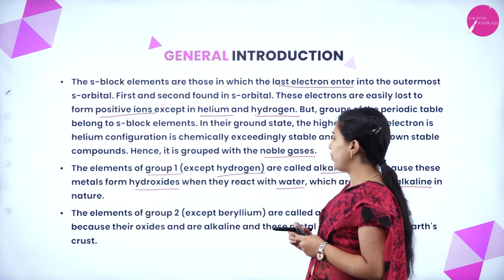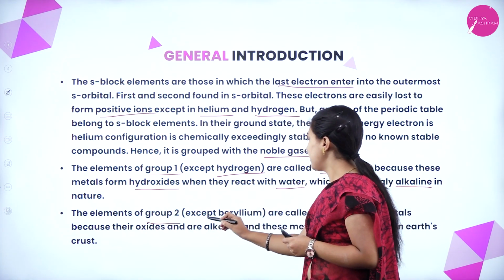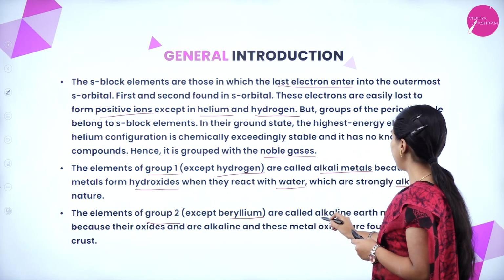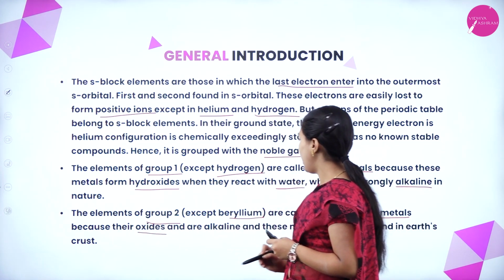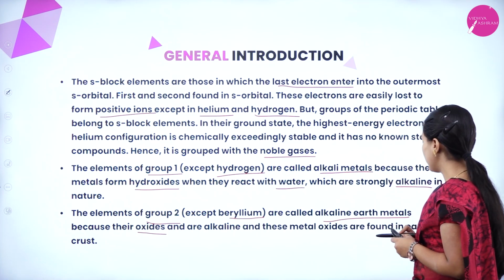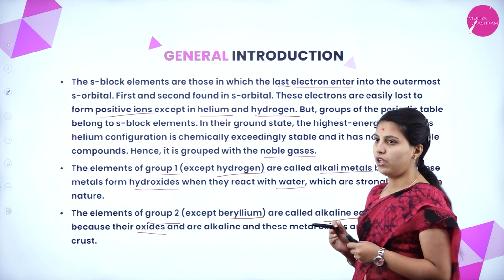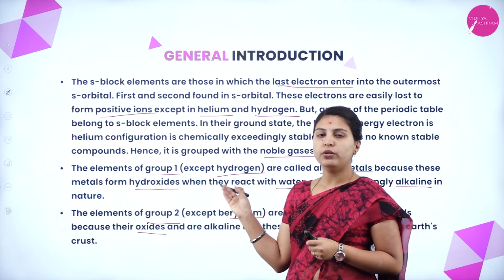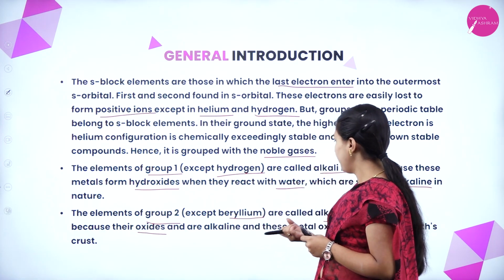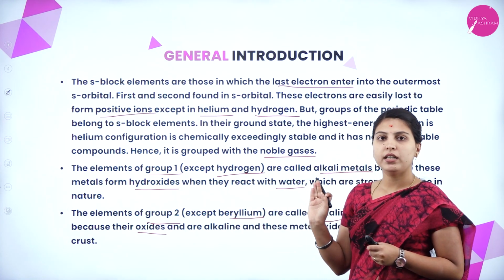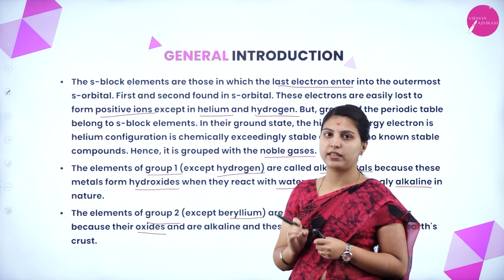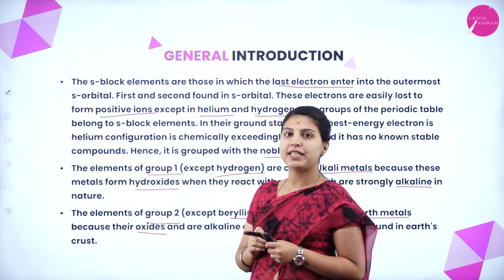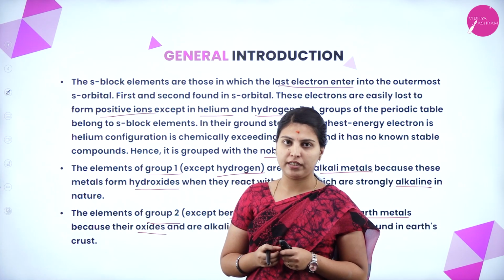The elements of group 2 except beryllium are called alkaline earth metals because their oxides are alkaline and these metal oxides are found in the earth's crust. When group 2 elements form oxides, they are alkaline in nature and are mainly found in the earth's crust. So group 2 is considered alkaline earth metals.